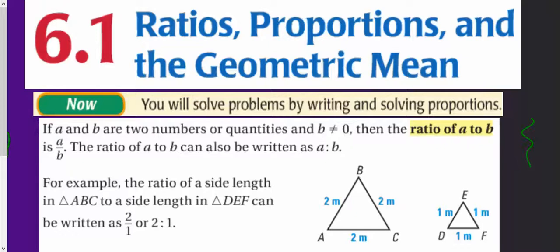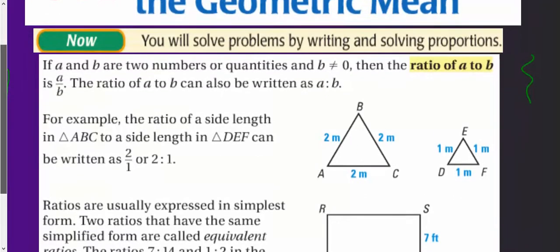So let's just go back. You guys have seen this. Ratios, basically it's a comparison of two different numbers. So we're going to be comparing side lengths of different triangles. So the ratio of the side lengths from these two triangles is 2 to 1.